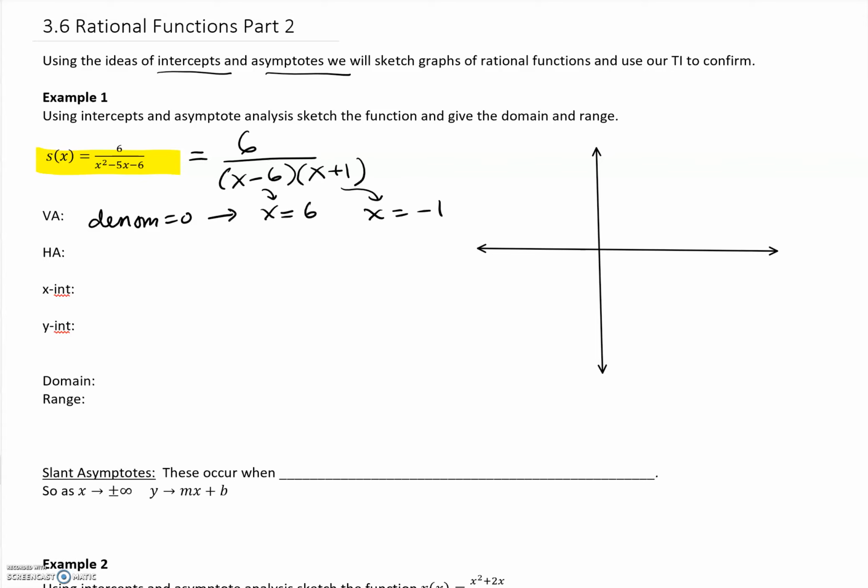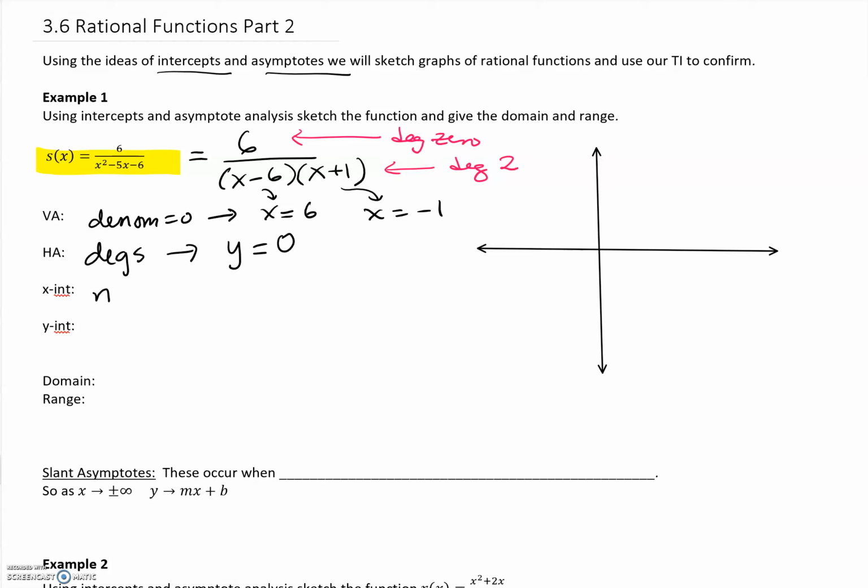For the horizontal asymptote, remember, you compare the degrees, and in this case, the degree of the numerator, since this is just a constant, the degree of all constants is 0. And in the denominator, the degree is x squared, so that's a 2. And since the numerator is less than the denominator, the denominator wins, and we get y equals 0. So the denominator gets bigger and bigger, and 6 divided by bigger and bigger is going to go to 0.